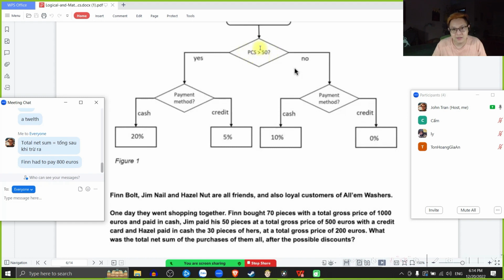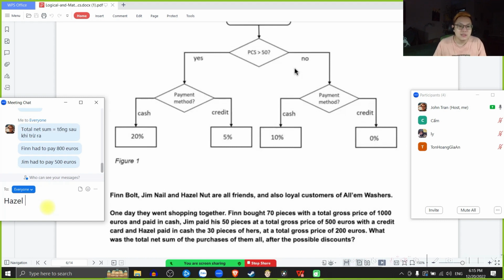Jim. Remember, Jim buy at 50, but here they require you to buy more than 50. Các bạn phải cẩn thận, cái này nó kêu là nó yêu cầu mình là phải mua trên 50 mới được. Còn cái bạn này vẫn là 50, tức là nó vẫn rơi vào trường hợp no nha. Jim paid 50 pieces, so it means he's still going to no. So payment methods, credit card, so he gets 0% discount. Jim sẽ không được giảm giá nha. So Jim had to pay 500 euros.